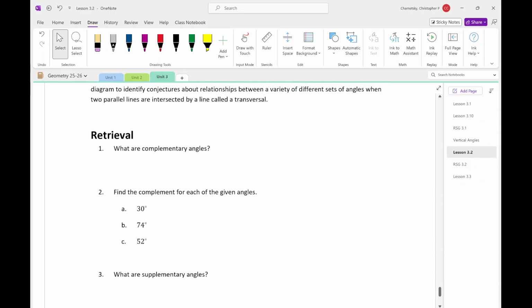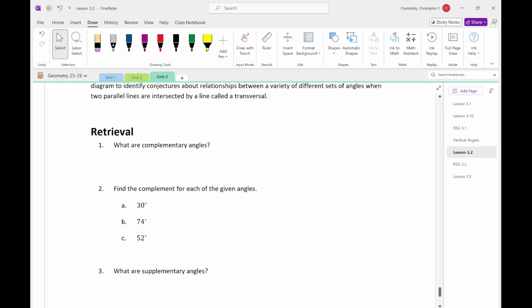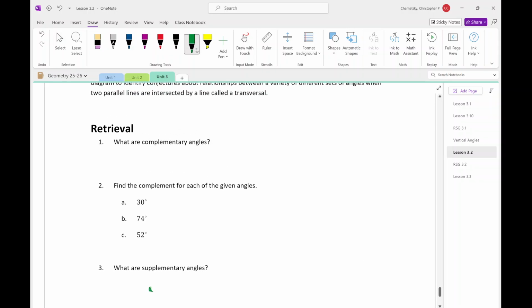So what are complementary angles? First of all, we know what supplementary angles are. They add to 180 degrees. Complementary angles add to 90 degrees. Okay, so take a minute, find the complement for each of these given angles. So the complement to 30 degrees is 60 degrees. 60 plus 30 equals 90. Complement to 74 degrees would be 16 degrees. And the complement for 52 degrees would be 38 degrees.